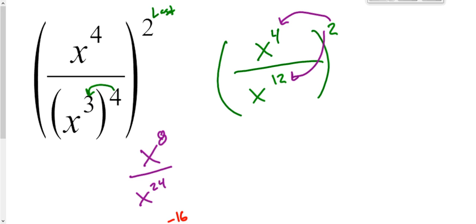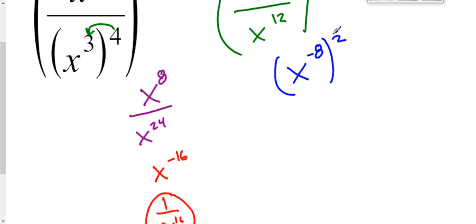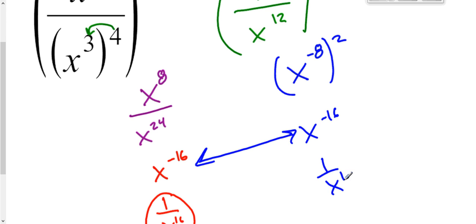If I save this 2 for the end, and I decide to use the quotient rule first, so 4 minus 12 gives us x to the negative 8th squared. I could use the power rule right here, and I get x to the negative 16th, which we notice is the same, which is 1 over x to the 16th.